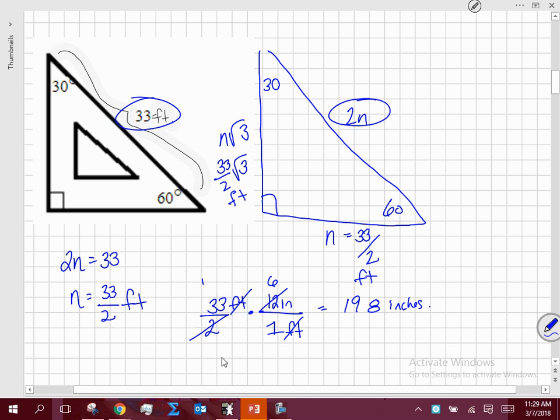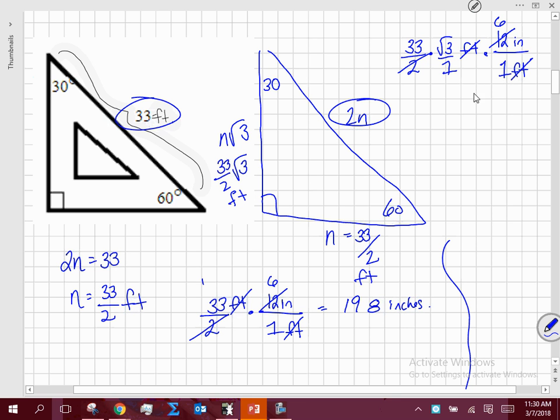Okay. Now let's do this, so that would be this bottom side. Let's do the work up here. 33 over 2 times radical 3 over 1. That would be feet, right? Can I multiply that by 1 foot, and then 12 inches up top, right? Does that make sense? Feet still cancel, correct? Okay, 12 and the 2 still cancel, correct?